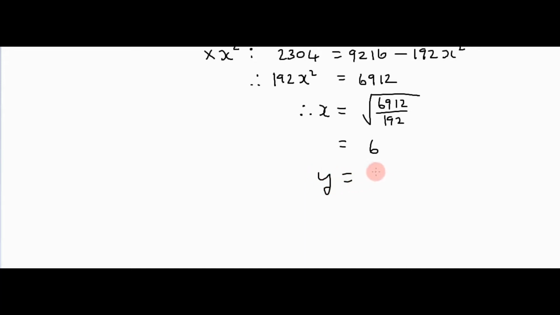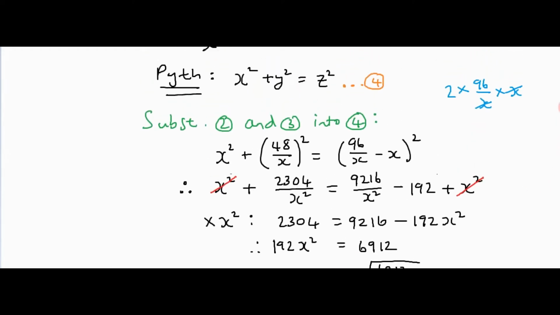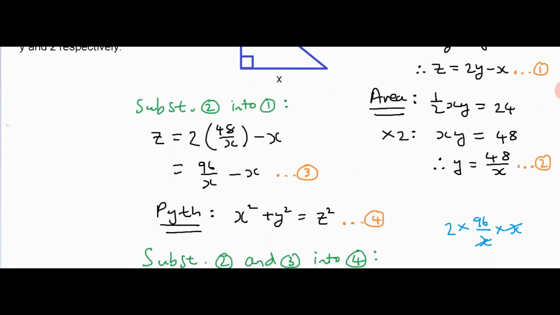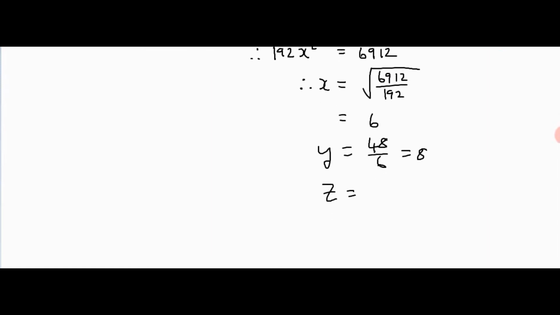Y is 48 over x, so it's 48 over 6, which is 8. We also want z. In equation 3, we have z entirely in terms of x. So it's 96 over x less x. So z equals 96 over x less x. And this comes to 10.